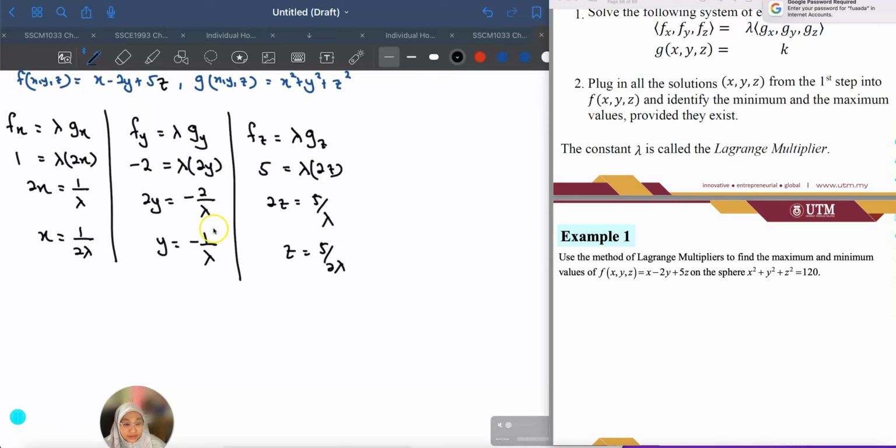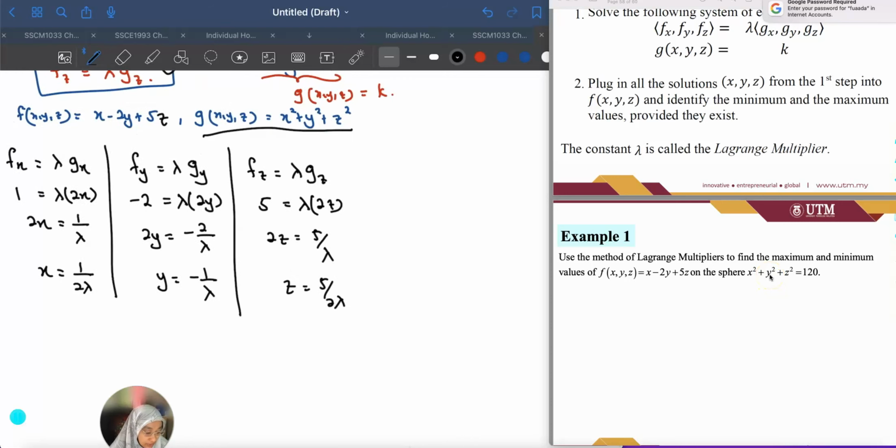So what's next? Remember, the aim is to obtain the value of lambda, the value of the multiplier, so that you can evaluate the function later on. So how can you find the lambda? What are you going to do now? Okay, so we have to plug x, y, z into the constraint so that you can obtain the value of lambda. Right, so now substitute the x, y, z into the constraint function.